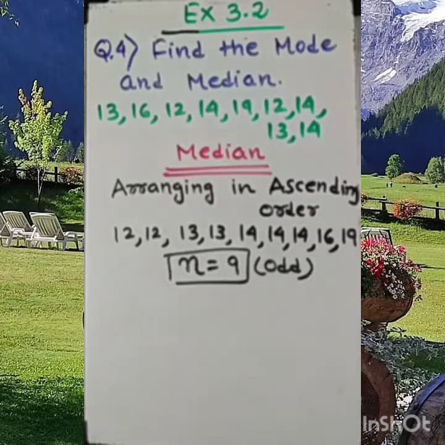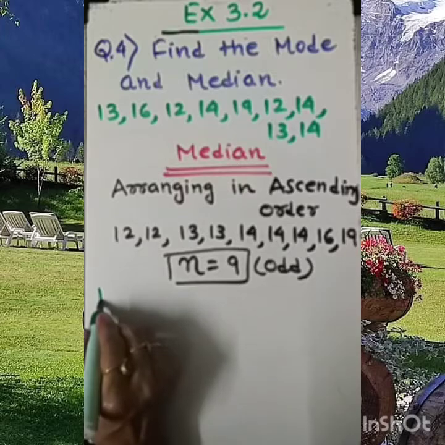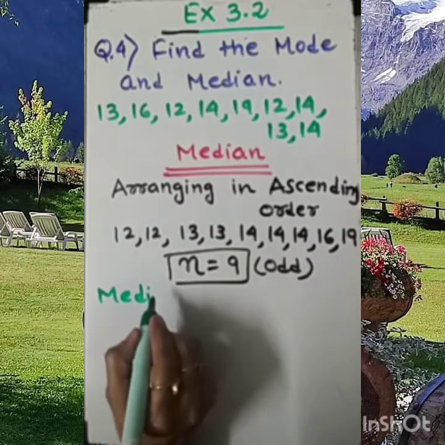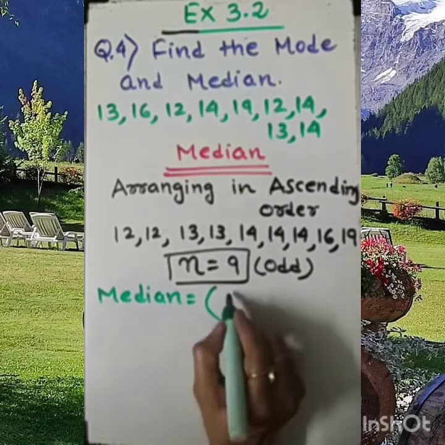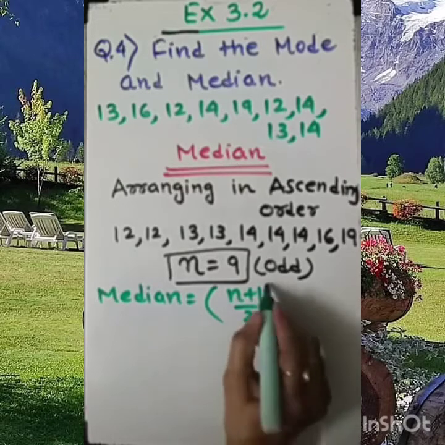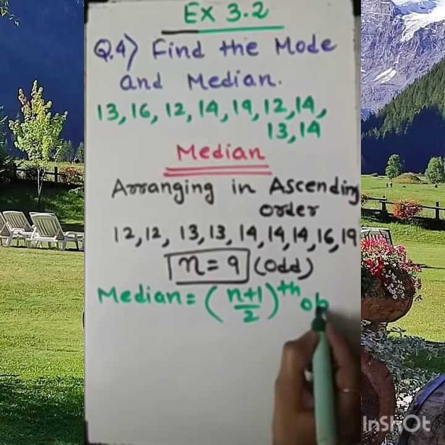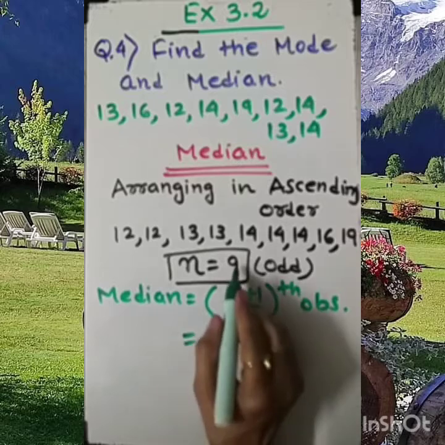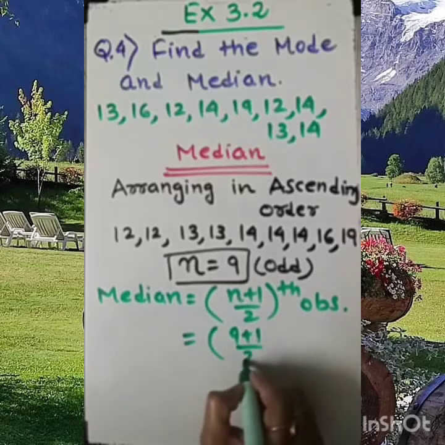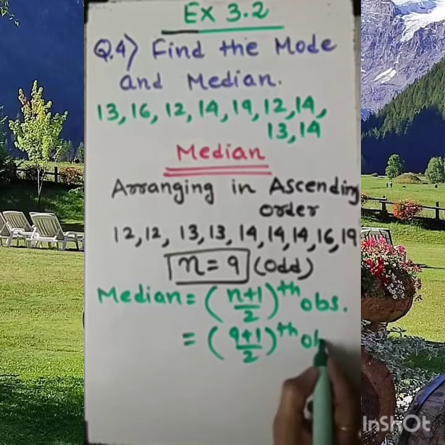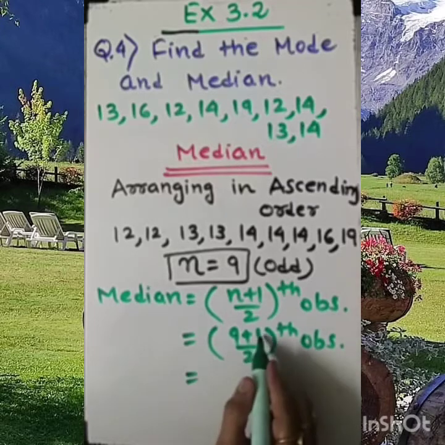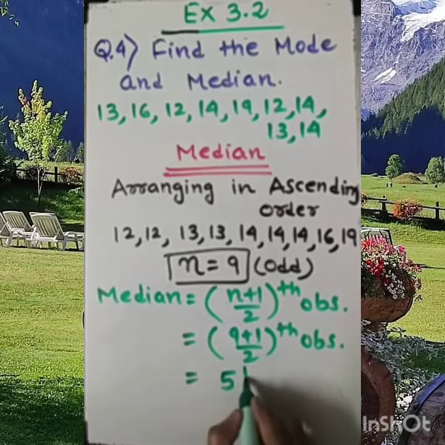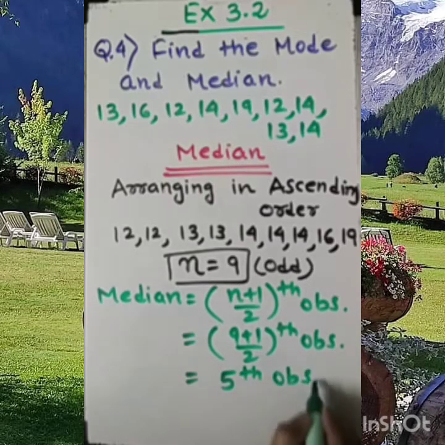Now as you know, to find the median for the odd number, we need to apply this formula. So median equal to (n plus 1) by 2th observation. So we need to mention (9 plus 1) by 2th observation. So my dear student, 9 plus 1 is 10. 10 divided by 2. That is fifth observation. Half of 10 is fifth. How it is? Look at your screen.